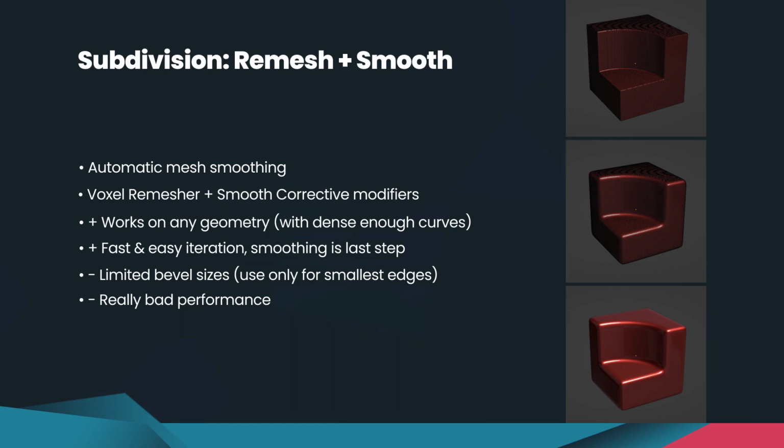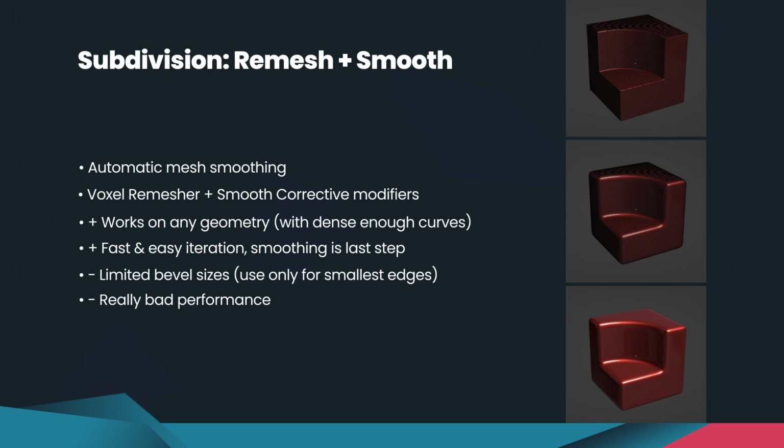It is extremely easy to modify the smoothing amount by just changing the iteration counter of the smooth corrective modifier. Pros and cons. It works in any geometry as long as its curves are dense enough to support a clean smoothing. Iterations are fast and easy, as we can keep all our modeling before the smoothing step. We can only have one bevel size per modifier. Usually, I just make the smooth modifier provide the minimum edge width of any given piece. All the other bigger bevels should instead be modeled or booleaned away.